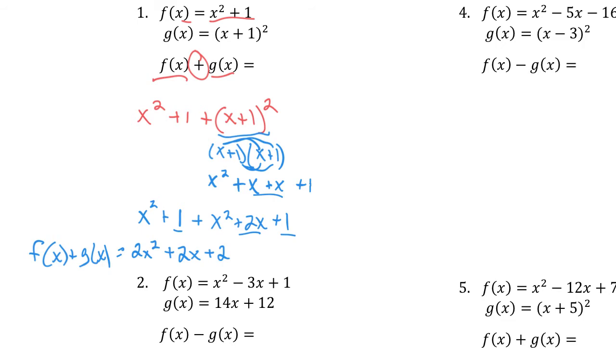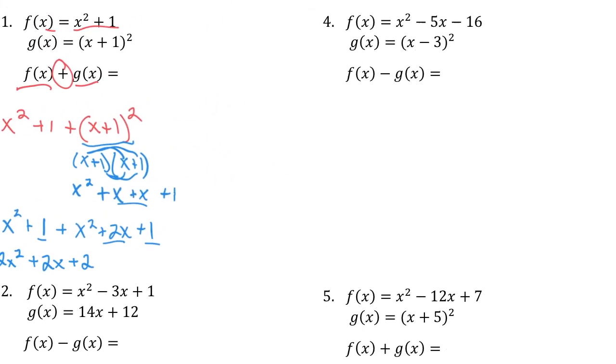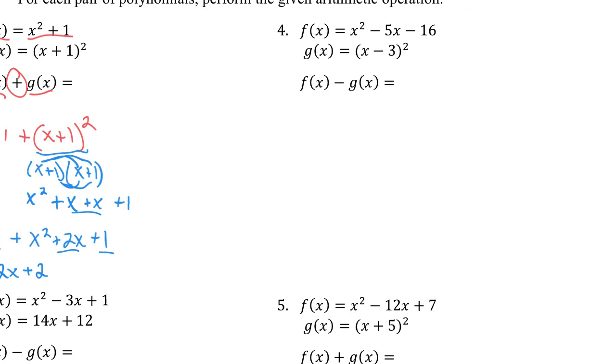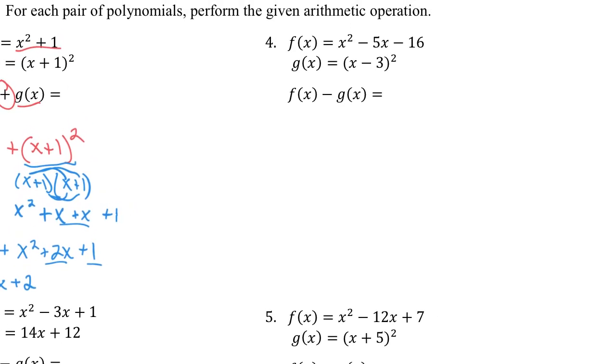You just add when it tells you to add, subtract when it tells you to subtract. When you subtract, make sure that the negative affects everything after it. So if I'm looking at number 4 over here, the f of x, I'm just going to rewrite x squared minus 5x minus 16, and then I'm subtracting g of x. So g of x is (x minus 3) squared. So order of operations, I need to square first, right? So this x minus 3 has to get squared.